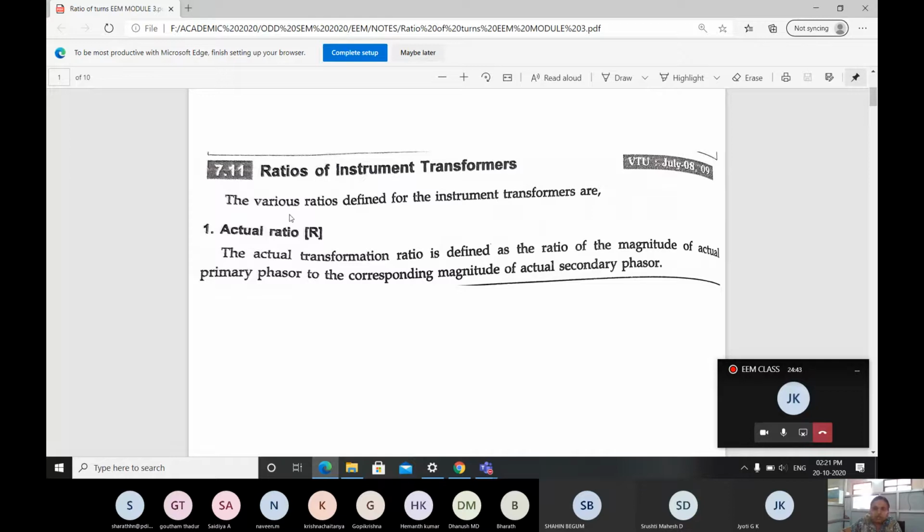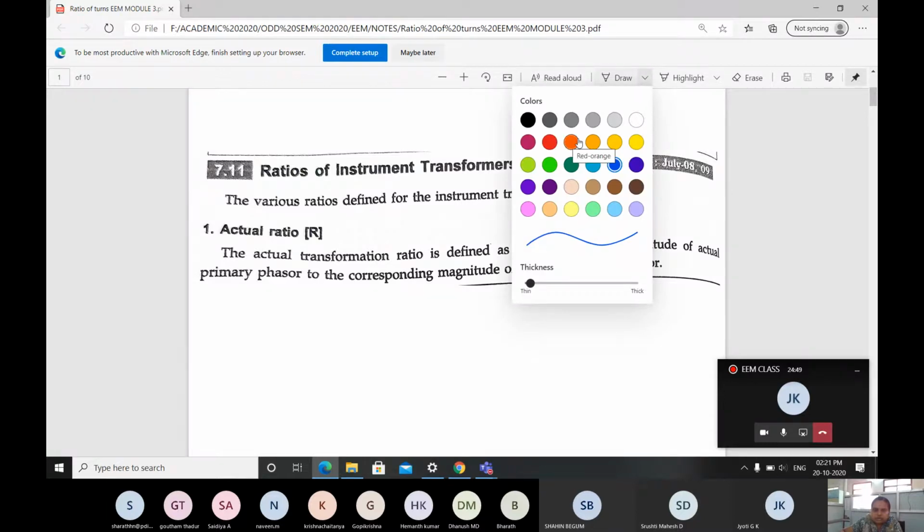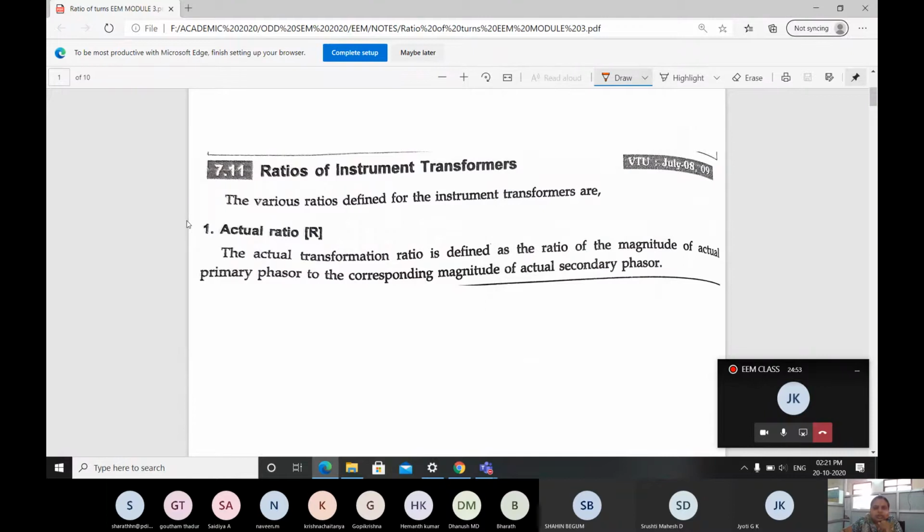Okay, next topic is the ratio of instrument transformers. This is very important. This question will be asked in the exam for 6 or 4 marks. Here the first one is in terms of a ratio, that is the actual ratio, which is taken as R.